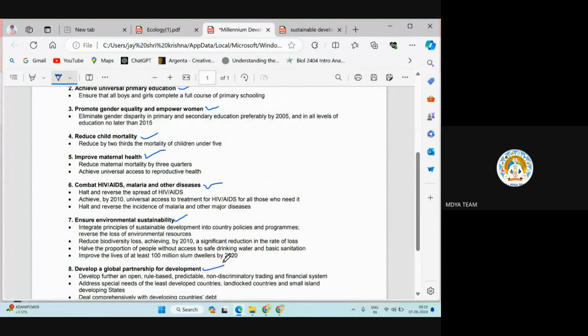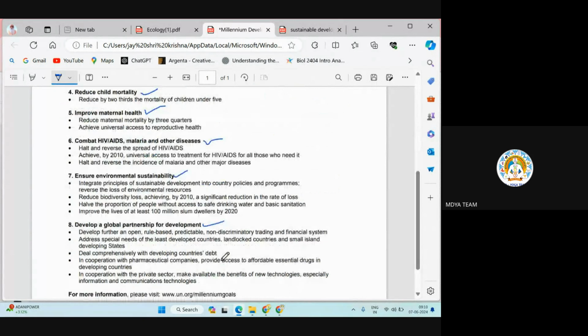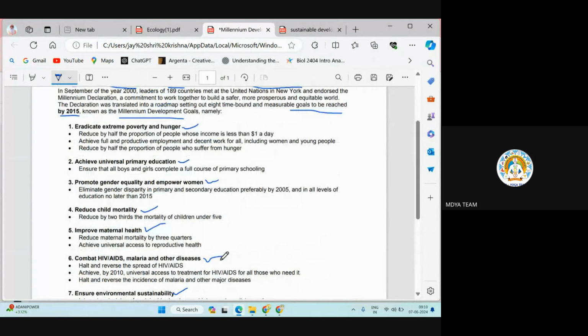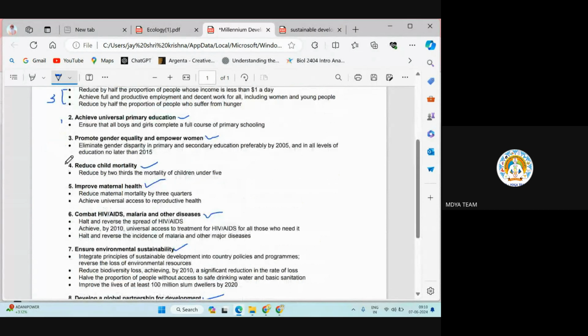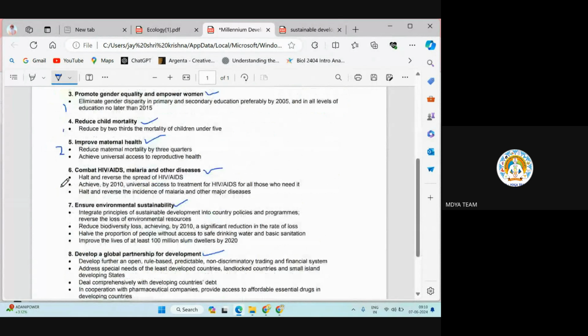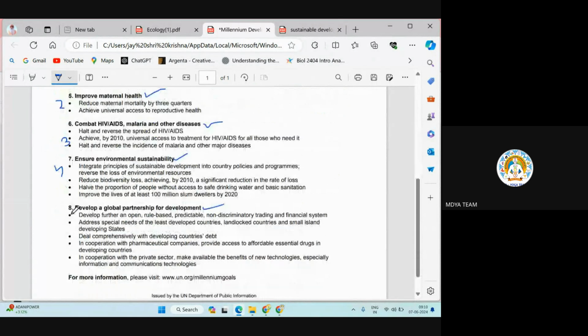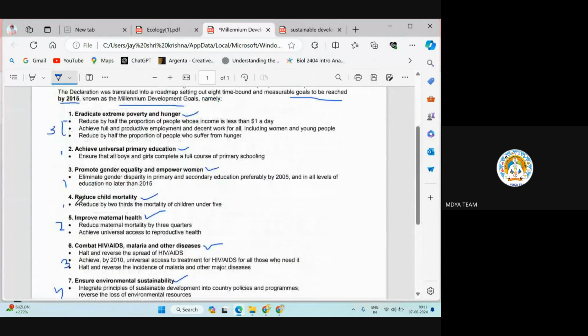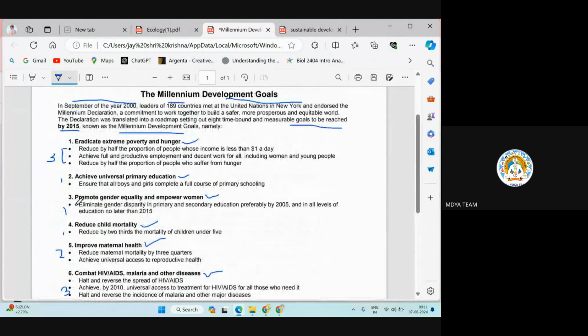So inside these eight goals, there were some sub goals. For example, three are inside this one, and so on, up to five. You all also need to remember that inside eradicate extreme poverty and hunger, three sub goals were there.